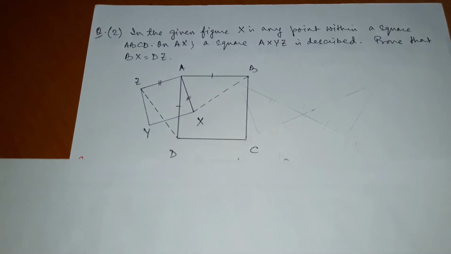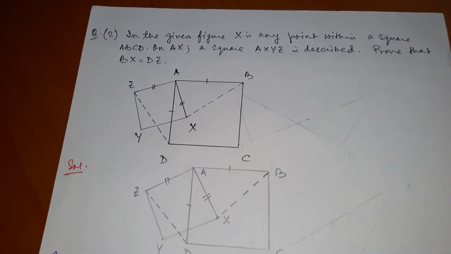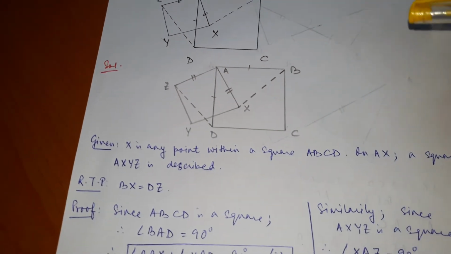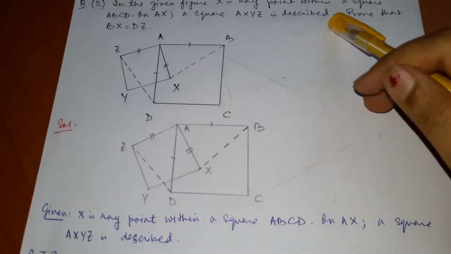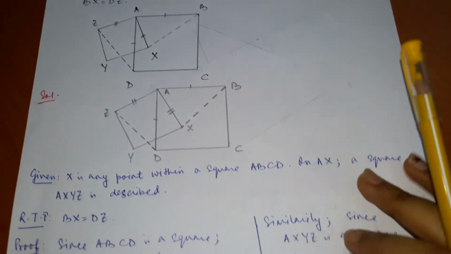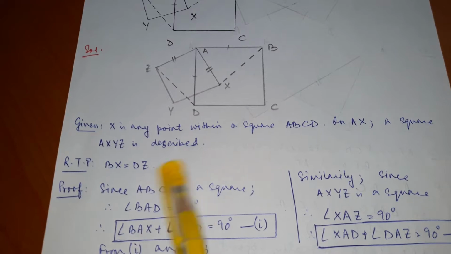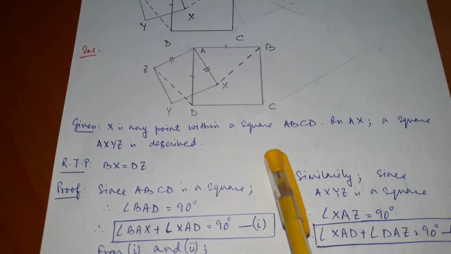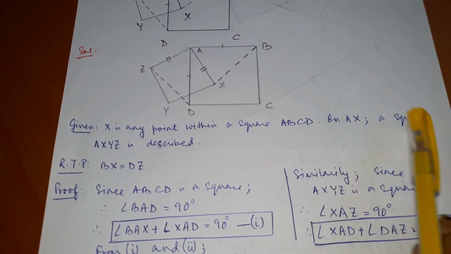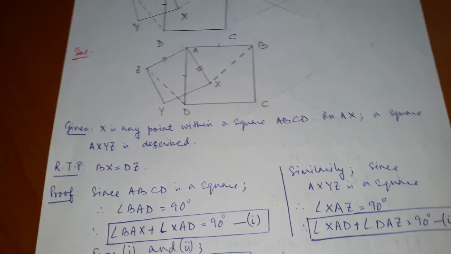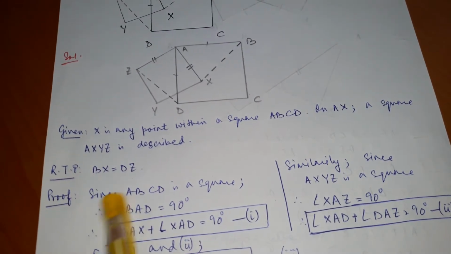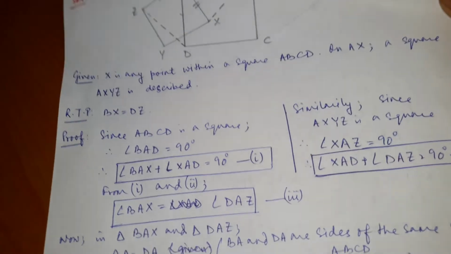Okay, so let's come to the solution. See, first of all, we have drawn the given figure. So first comes our given. X is any point within a square ABCD. On AX, a square AXYZ is described, and our RTP is BX equals DZ. Now proof. Come to the proof.